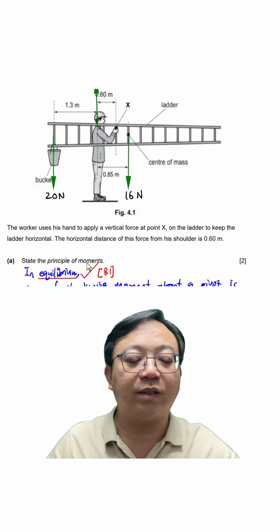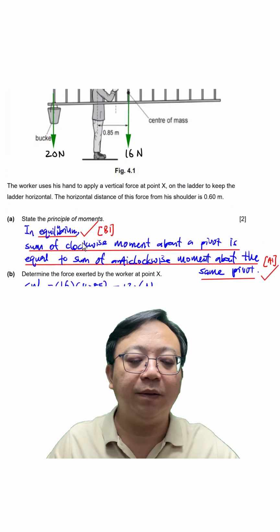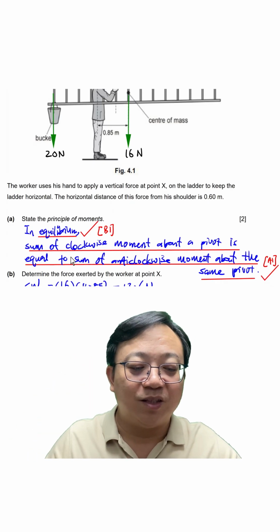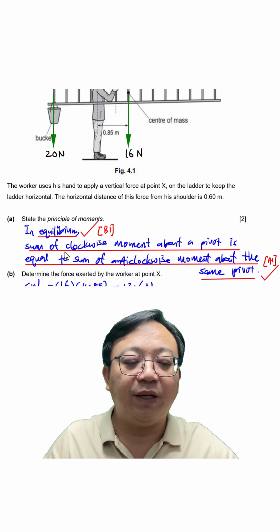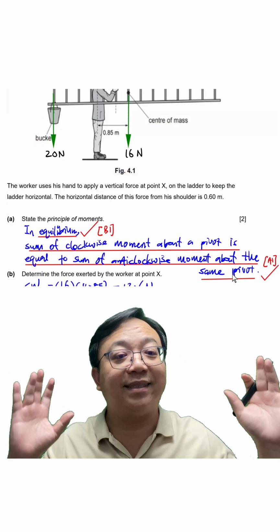Let's answer the question part by part. State the principle of moment. Do you recall the principle of moment? What is the principle of moment? You need to talk about equilibrium. You get 1 mark already, okay? The sum of clockwise moments about a pivot is equal to the sum of anti-clockwise moments about the same pivot. You must write exactly the same words.